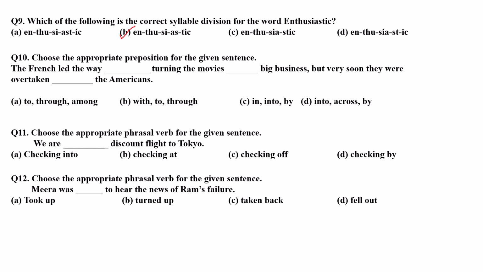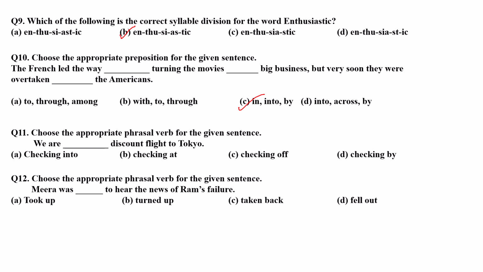Okay. Next question number 10 is, choose the appropriate preposition for the given sentence. The French led the way dash turning the movies dash big business, but very soon they were overtaken dash the Americans. So if you see the option over here, the French led the way in turning the movies into big business, but very soon they were overtaken by. With overtaken we use by. So C is the correct option.